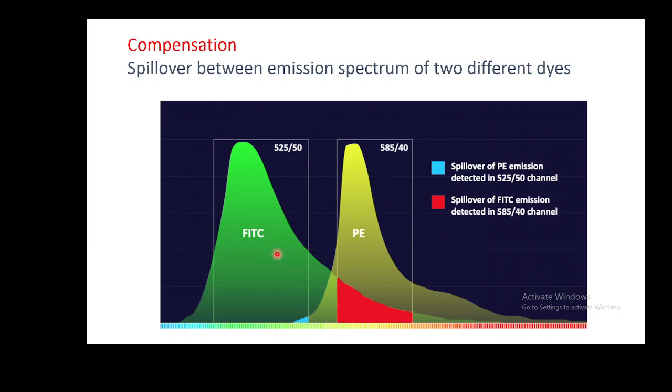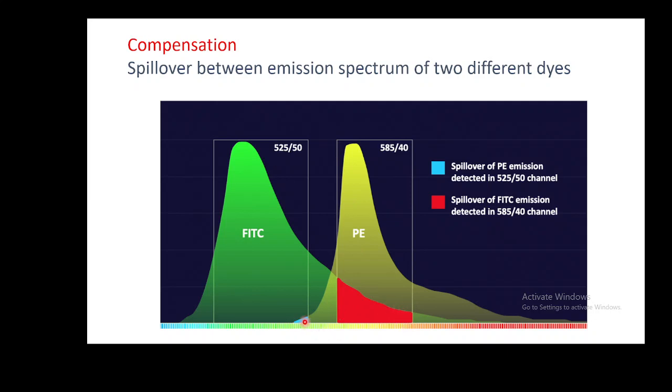Similarly, in the case of PE, you can see the emission spectrum of PE is 585/40, and the FITC emission spectrum is spilling into this emission spectrum. So this is the region which is known as the spillover.